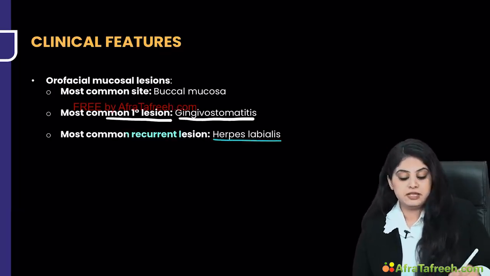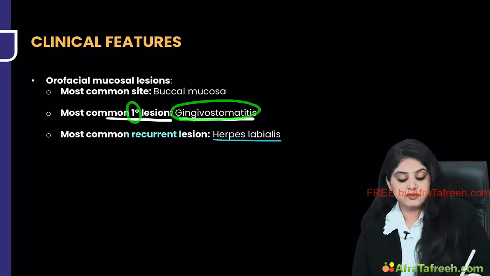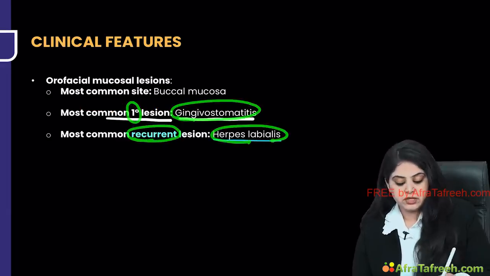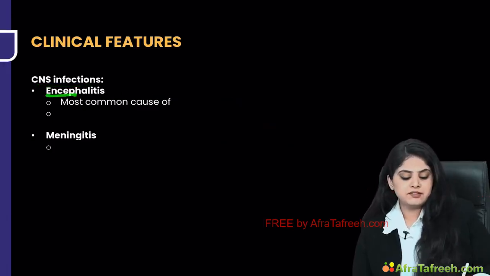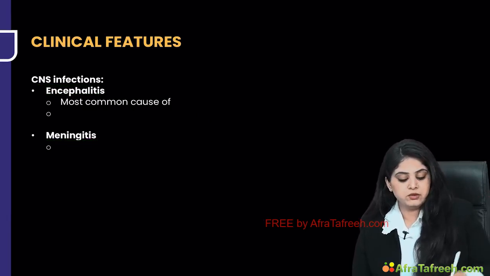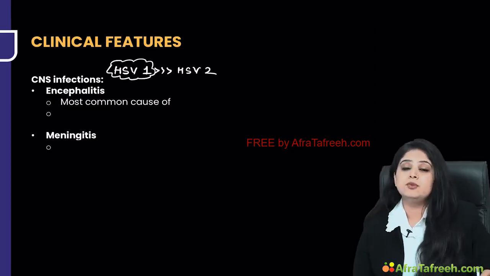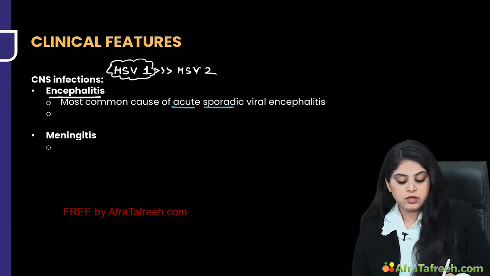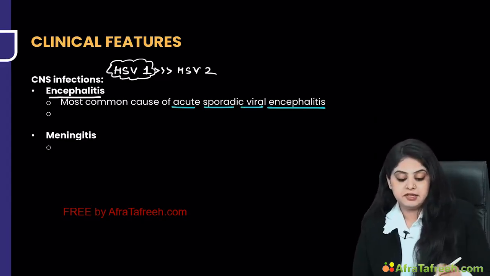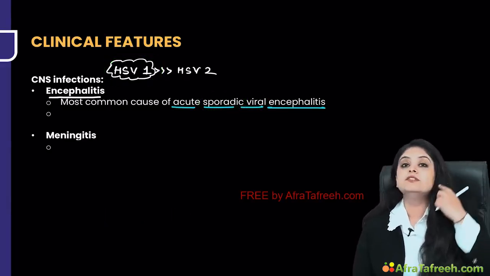So please note, read carefully. If they ask you the first time lesion, it is the gums, gingivostomatitis. But if they ask you the recurrent lesion, that is going to be herpes labialis. What else? I just taught you that CNS infections occur. Can you remember encephalitis, meningitis above the waist? So where do you think and which virus do you think is more common? HSV1 is going to be much more common than HSV2 because it is above the waist. In fact, do you know, for encephalitis, this is said to be the most common cause of acute sporadic viral encephalitis. That is viral encephalitis, sporadic variety. This virus, HSV1, is the most common.